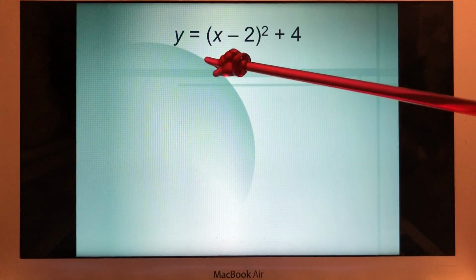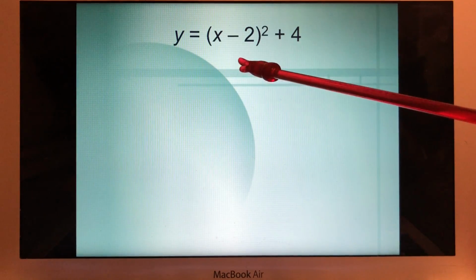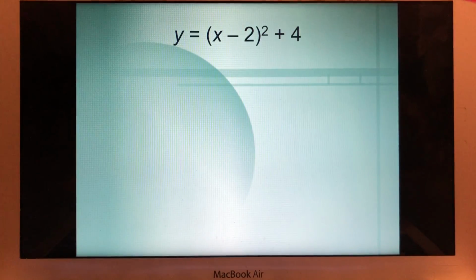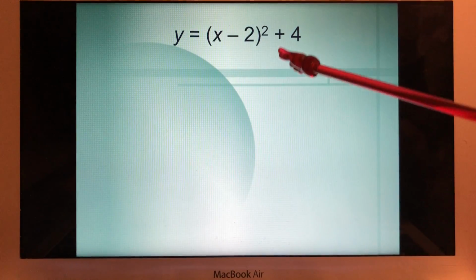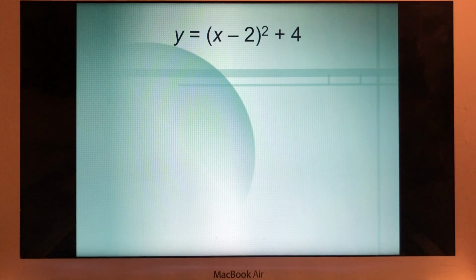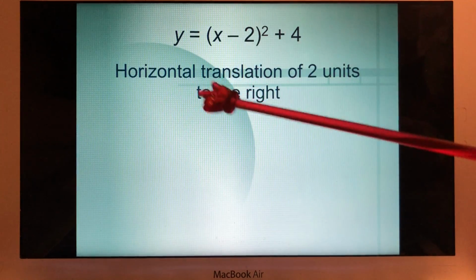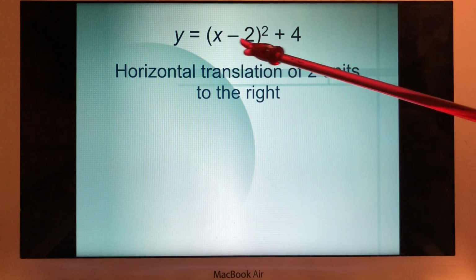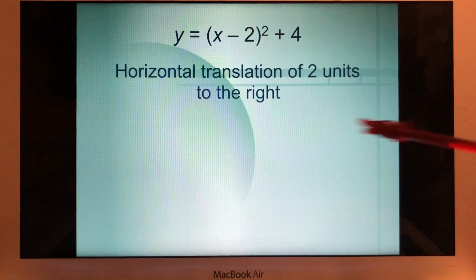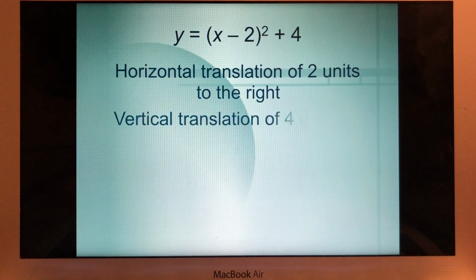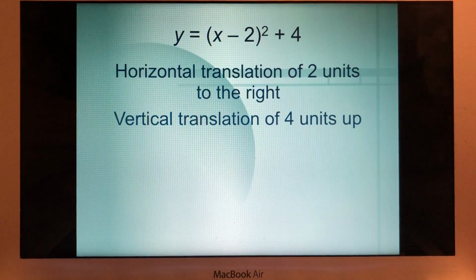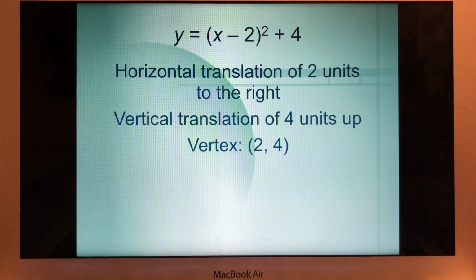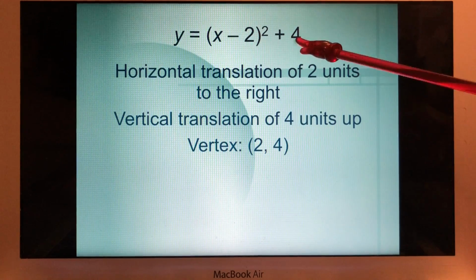Now, let's take a look at this, okay? x minus 2 squared plus 4. So, what is our h and what is our k? Horizontal translation. This is our h, 2 units to the right, okay? Then vertical translation, this is our k right here, 4 units up. So our vertex now is going to be (2, 4). 2 from here and 4 from here.